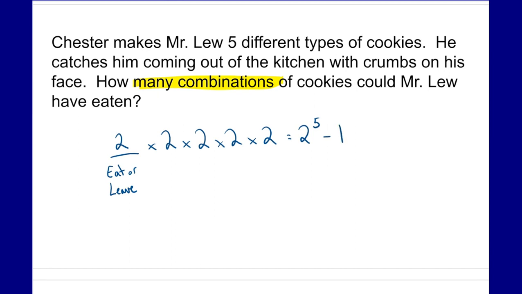And the reason I subtract 1 is because I'm taking away that null set. So I'm taking away that one scenario where I don't eat any cookies. The reason is because I know that I've eaten one. I came out with crumbs on my face. So we know that I've eaten at least one, so I can't have that one scenario where none of them get eaten.